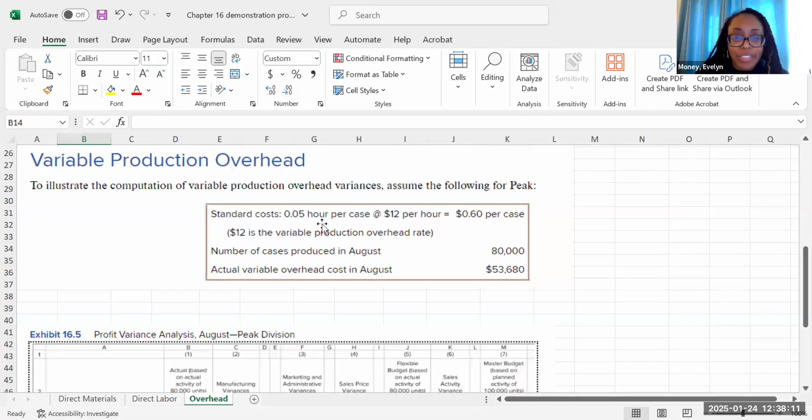So I have my standards, my 3 minutes or 0.05 hour per case. $12 is my rate. I ignore that $60 per case. I don't need that. Notice that the $12 is the variable production overhead rate. The number of cases produced in August was still 80,000, and the actual variable overhead cost in August was 53,680. So for this one, they kind of organized the information in a bit of a different way, but that's okay. I can find what I need.